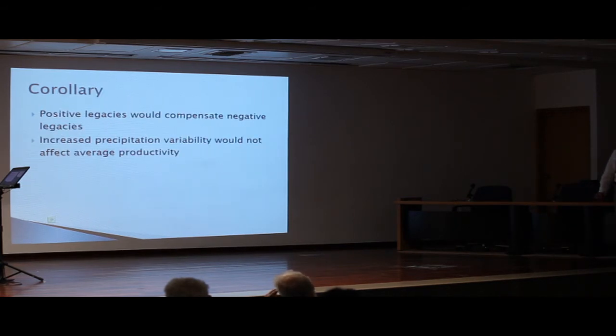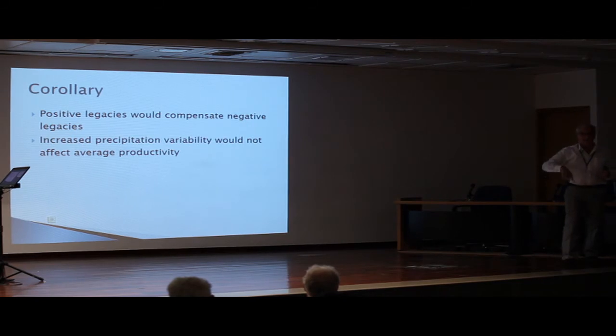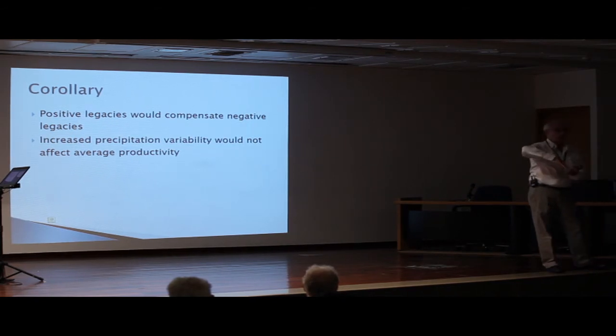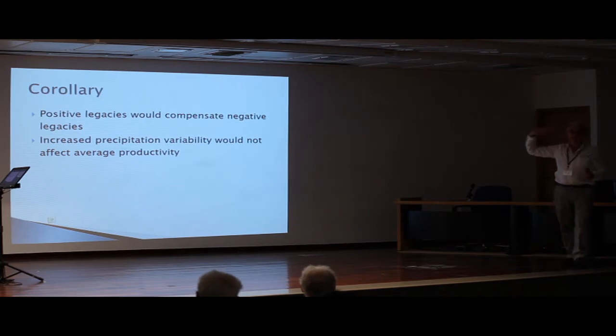And a corollary of this is that the positive legacies would compensate negative legacies. And under a scenario of increased precipitation variability, the mean will not be affected. You are all familiar with this idea that climate change will bring not only changes in the mean conditions, warmer, drier, wetter, but also changes in the variance. So these results point out that for increases in the variance, since the positive legacies are going to be equal to the negative legacies, one is going to offset the other. So increase in variance, according to these results, does not affect the mean.